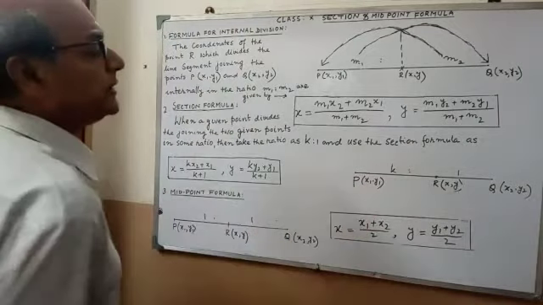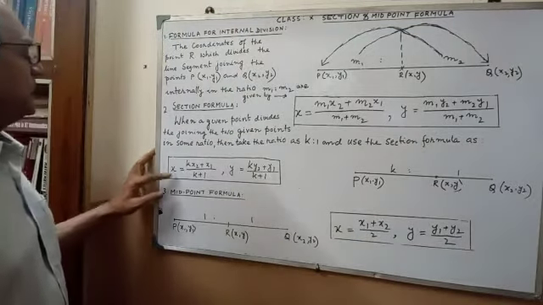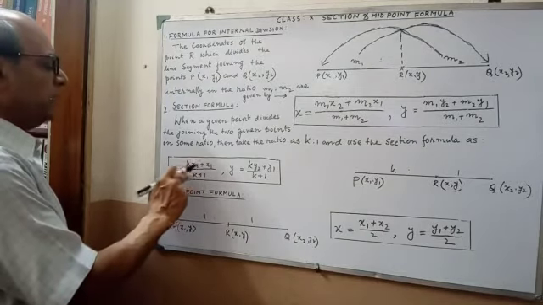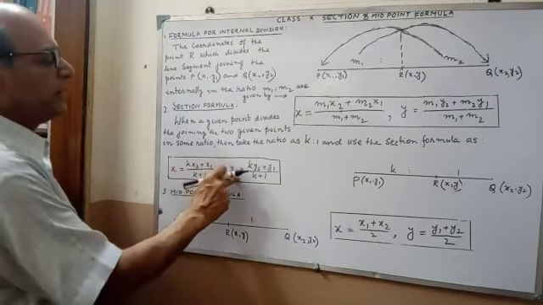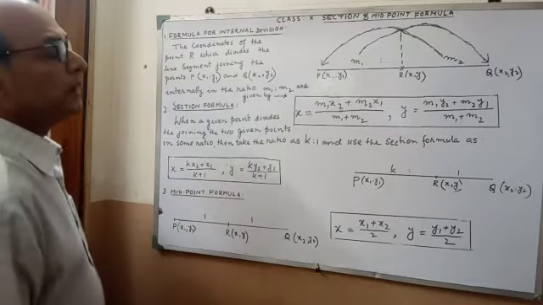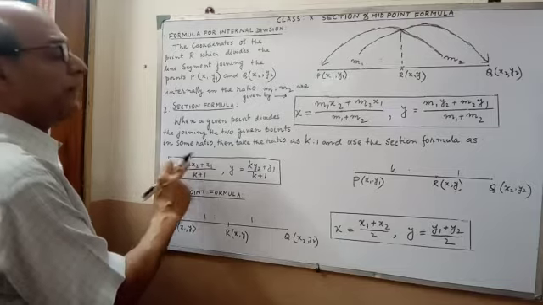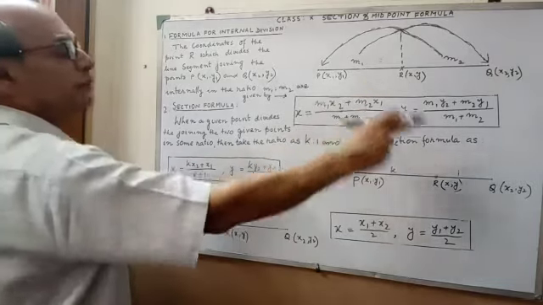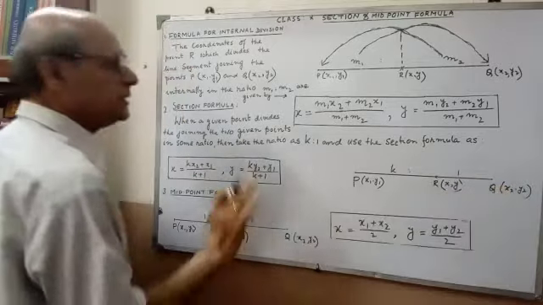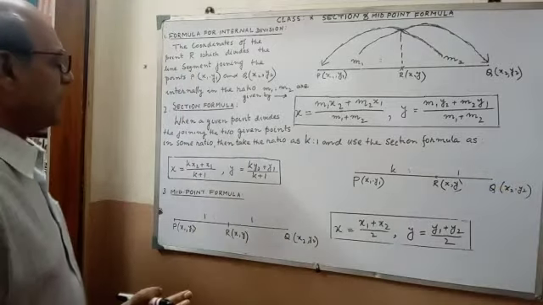Then we have to find the coordinates of R. The coordinates of R are x equal to (k x2 plus x1) divided by (k plus 1), and y equal to (k y2 plus y1) divided by (k plus 1). Same thing here: with the first ratio we have to write the second coordinate. The same thing you have to apply here.